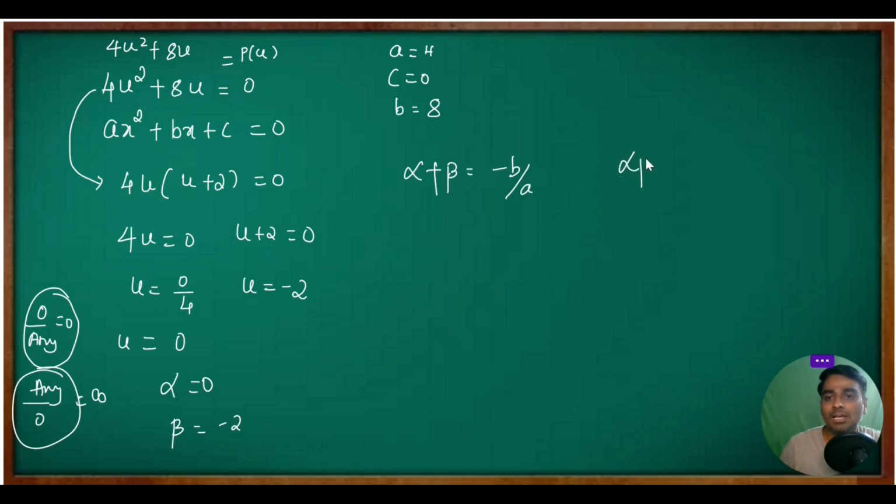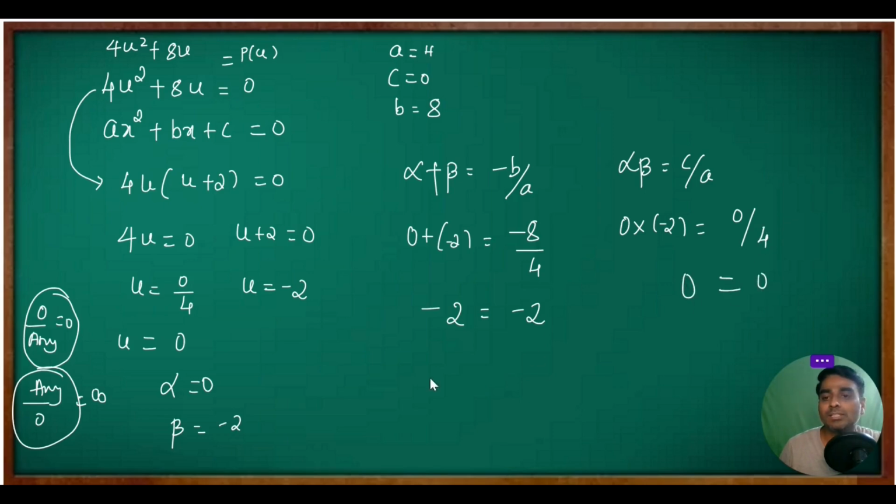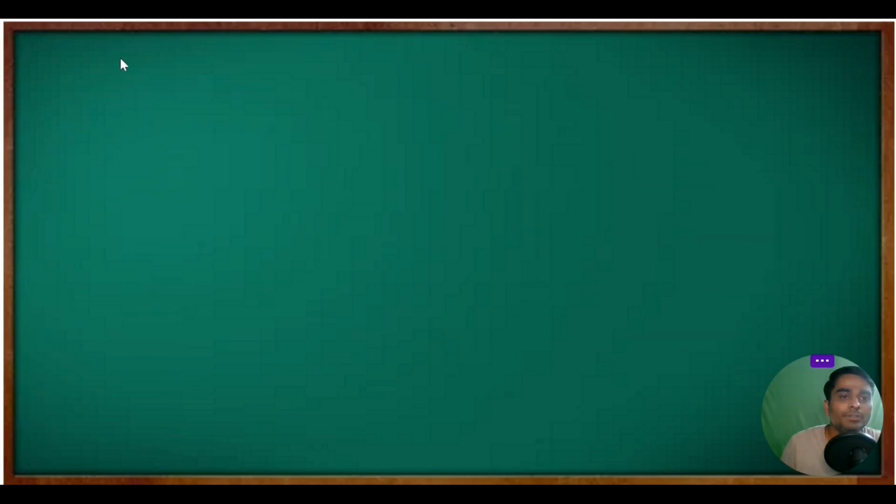Alpha plus beta is minus b by a, correct? And alpha beta is c by a. What is alpha plus beta? 0 plus minus 2 equal to minus b. Where is my b? 8. Minus 8 divided by 4. Here also I am getting minus 2. Now let's take 0 into minus 2. And what is c? c is 0 by a. a is 4. 0 by 4 I said 0, and this is also 0. Here also LHS is equal to RHS.